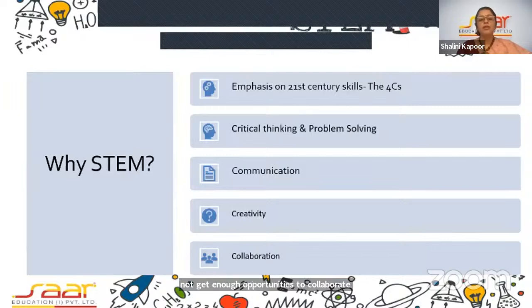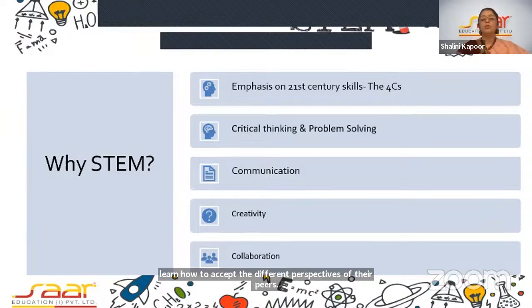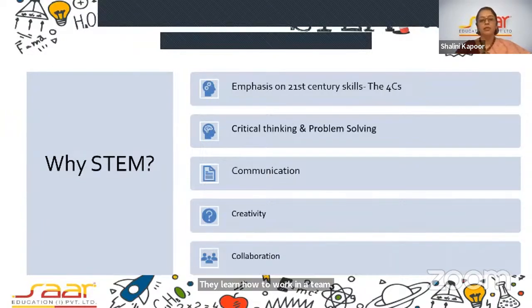STEM offers them maximum opportunities for collaboration and team working, and thus their collaboration skills are enhanced by taking part in the STEM project. They learn how to accept difference of opinion. They learn how to accept the different perspectives of their peers. They learn how to work in a team. So this is the reason why STEM is important.